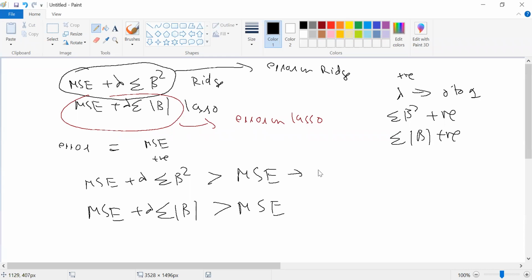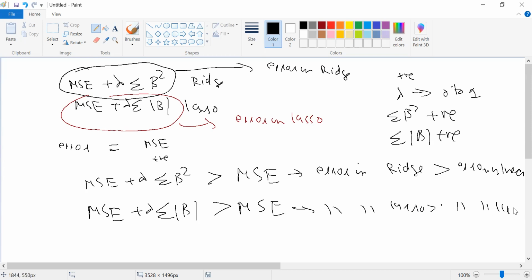So what can I say? I can say error in ridge is more than your error in linear. Am I right? Similarly, I can say error in Lasso is more than your error in linear. Correct? And now tell me, what is overfitting?